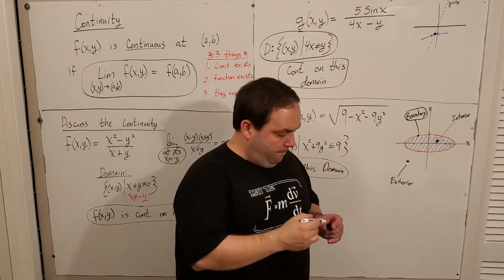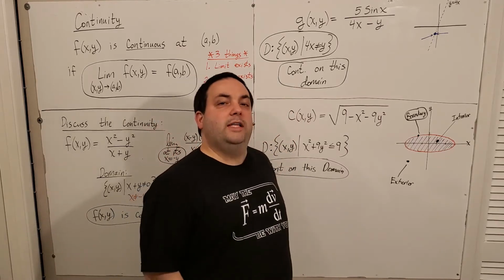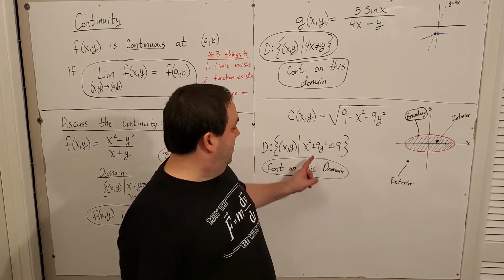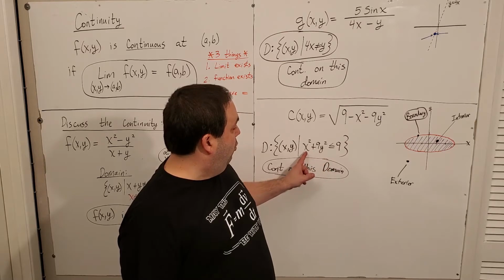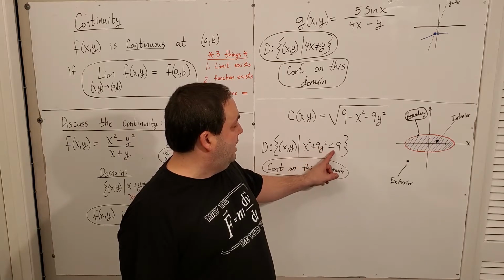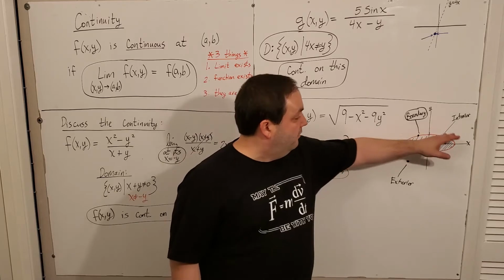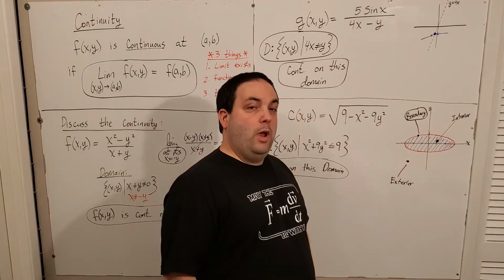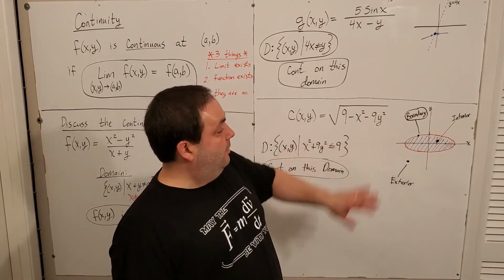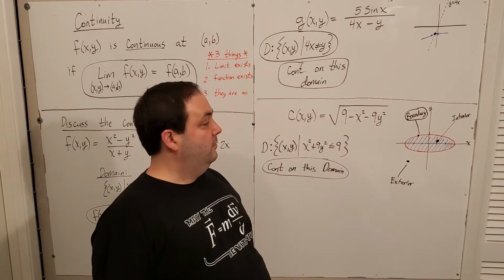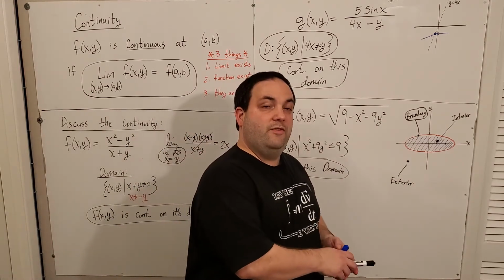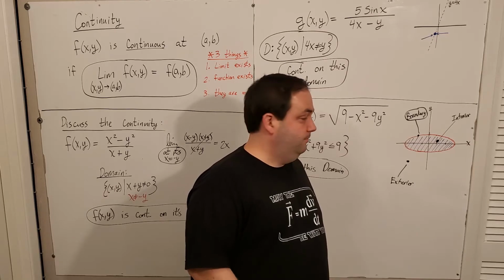Okay? A boundary point defines your domain, right? A boundary point here would be where x squared plus 9y squared equals 9, would be one of the boundary points. But the way we define boundary points geometrically is also important. Okay? So let's go through the definition of interior and exterior.